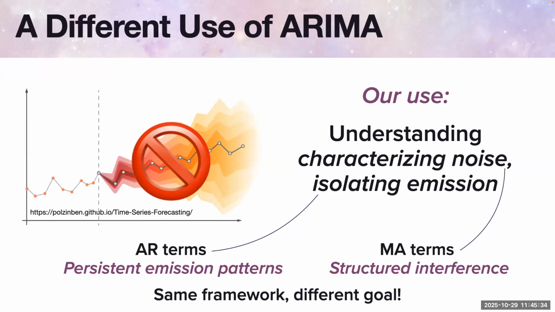And so, yeah, the result will be understanding, and we're going to sort of tie these AR or autoregressive terms to persistent, we hope, source emission behavior. And then the MA terms would be assigned to structured inference, right? So it's the same framework, same math, just different goal, right? I'm not ever going to forecast.